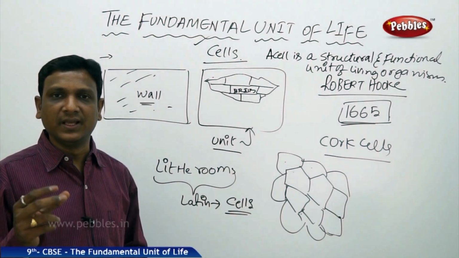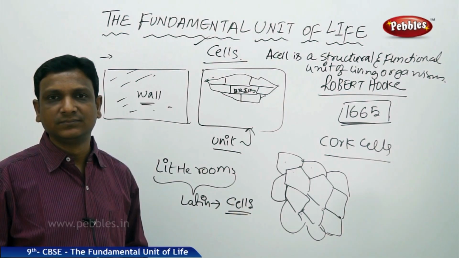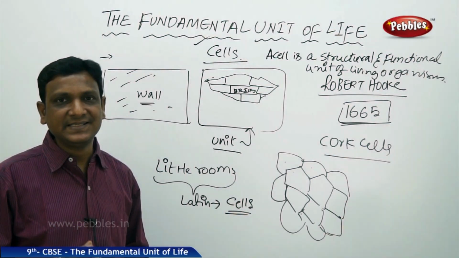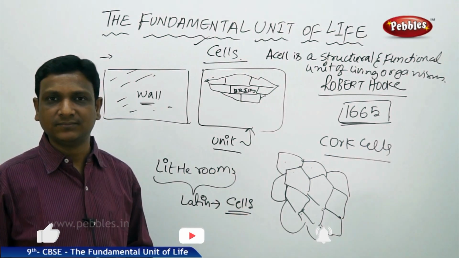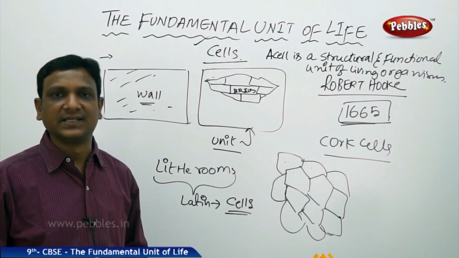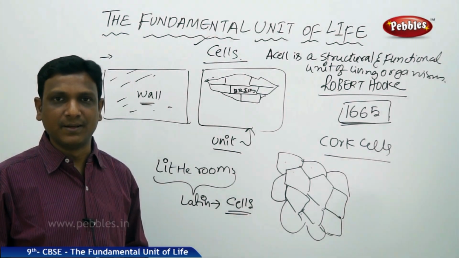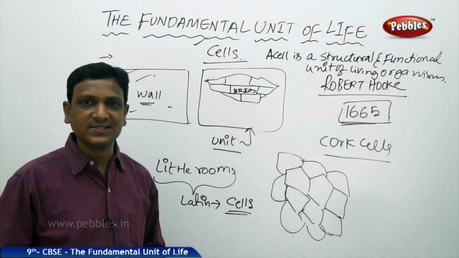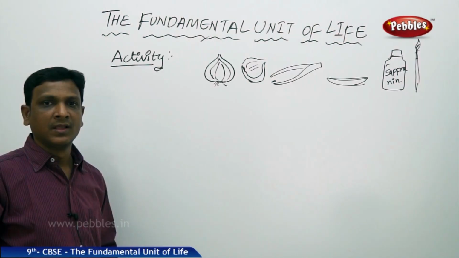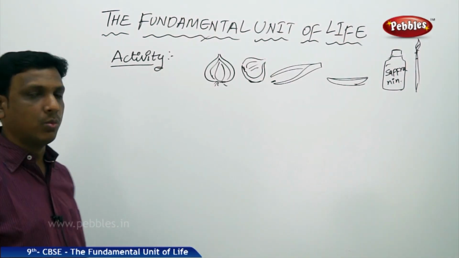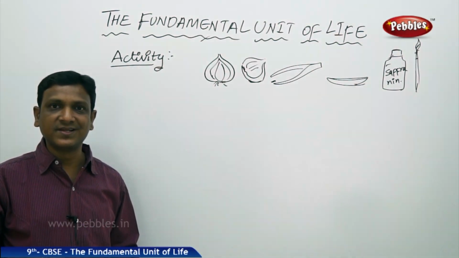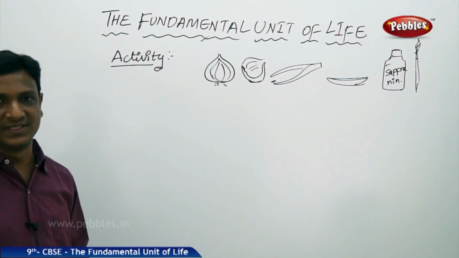You need any plant part, a vegetable kind of thing, to make a thin section. For an easy activity, you can choose an onion, take the peel of the onion and prepare a temporary slide. By viewing this slide under a microscope, you yourself can witness that living things are made of cells. Let us see that activity. Now let us look at how we can prepare a temporary slide of onion cells, to personally witness that living things are made up of cells.